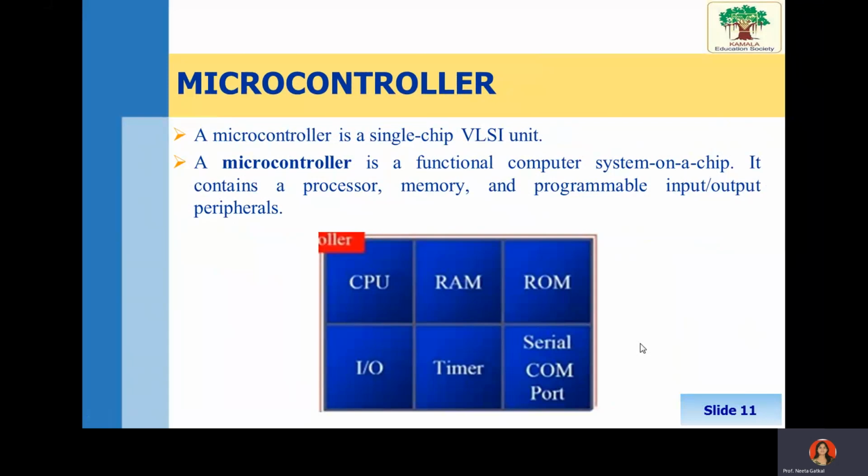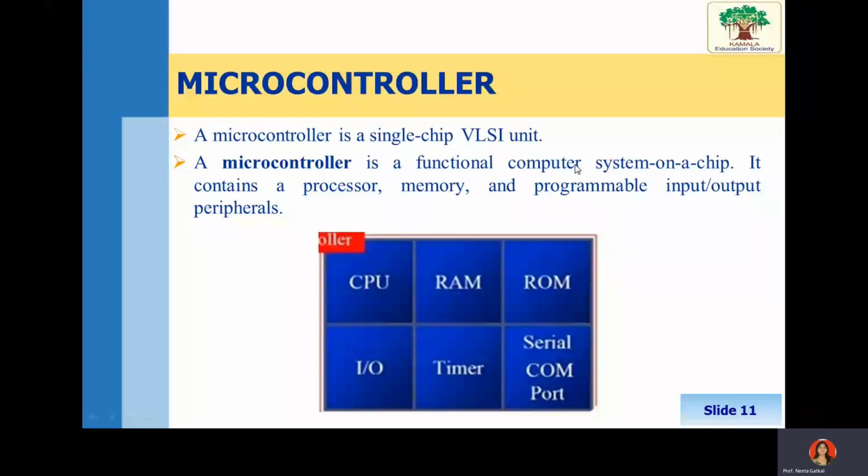In the processor, to make a complete computer, we need to externally connect all these devices. But here, the microcontroller is a functional computer system on a chip, meaning it has inbuilt RAM, ROM, IO, that is the input output devices, timer, serial port. So a microcontroller is a functional computer system on a chip. It contains a processor, memory, and programmable input output peripherals. So this is about a microcontroller.